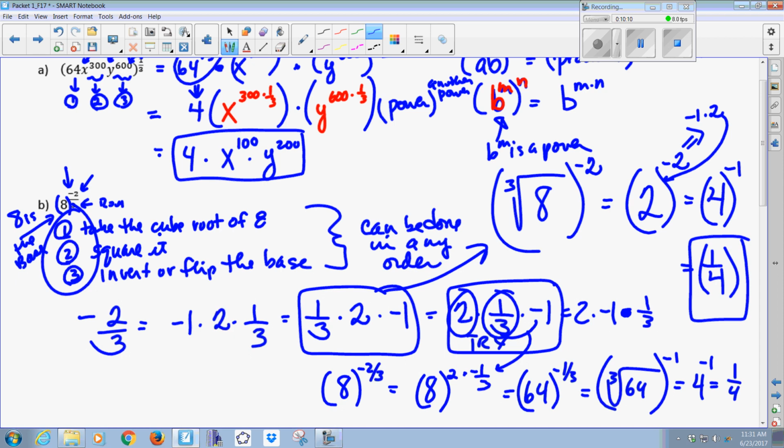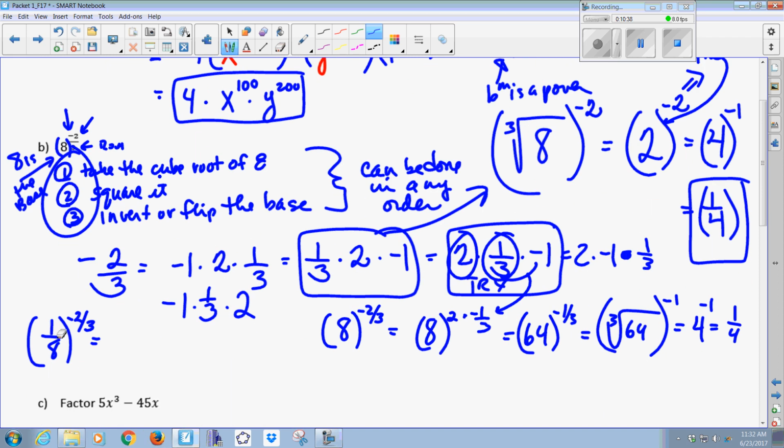Sometimes it's just a little easier, as I mentioned earlier, to take the root of your base first before the number gets too big. The only final thing I want to say is, when would I use something like this order, -1, 1/3, and then square it? I would use this order if I started with something like this. When my base starts off as a fraction, it's often easier to make it into a whole number by inverting it first, or as you would say, flipping it.